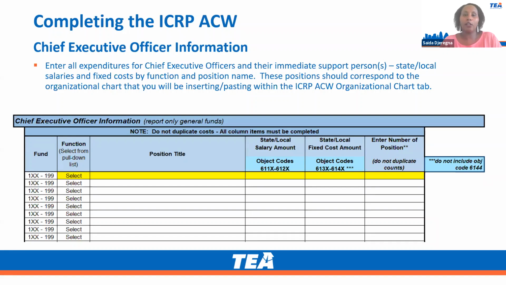And the modified total direct cost actually consists of direct and unallowable costs. So the positions that must be reported in this section include the superintendent, the immediate employee who serves as the executive or administrative assistant to the superintendent, all staff members who act as CEOs of any component of the district, regardless of their actual titles.